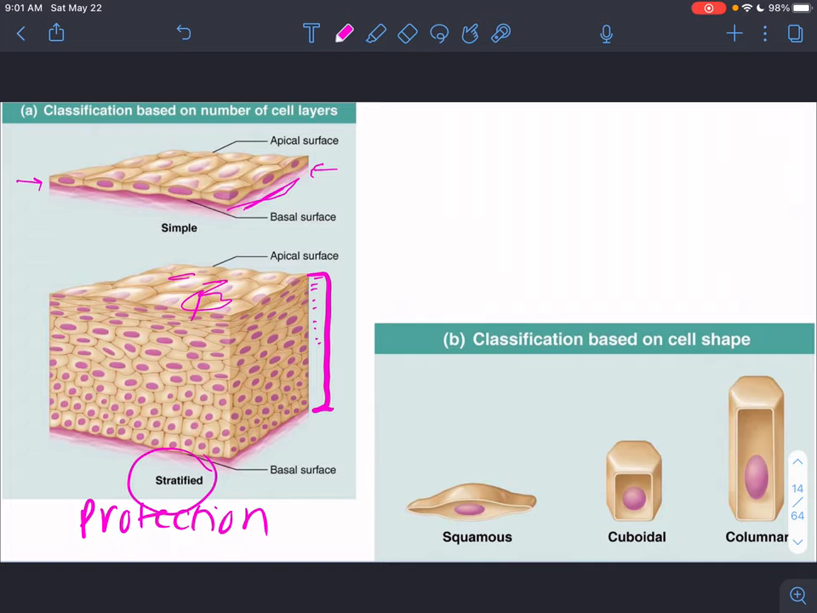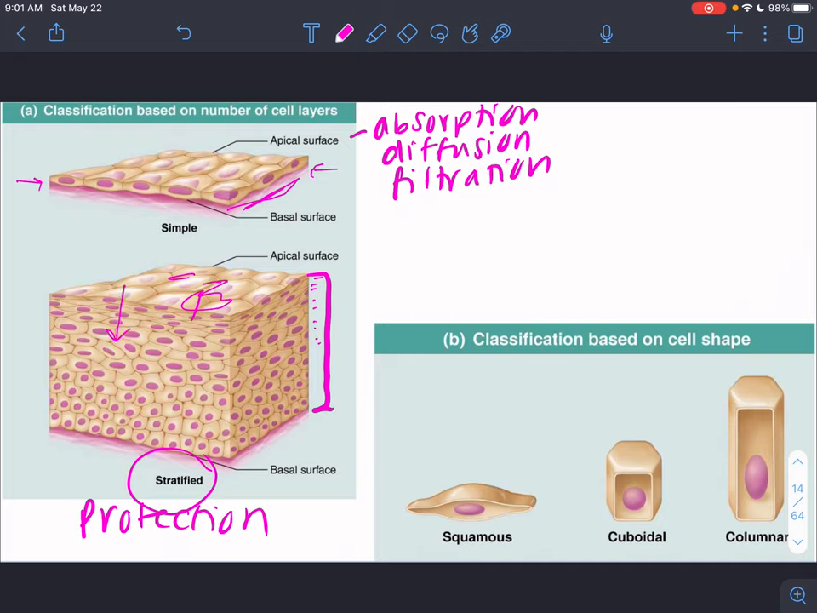So you're going to see simple in places of absorption, diffusion, filtration, right? So lining our digestive tract, simple, one layer allows the nutrients to be absorbed and sent to the blood more quickly instead of having to go through multiple layers of tissues, right? In our respiratory system, we have a simple cell so that oxygen can be absorbed through your cells easily and sent again to the bloodstream to be sent around to the tissues.